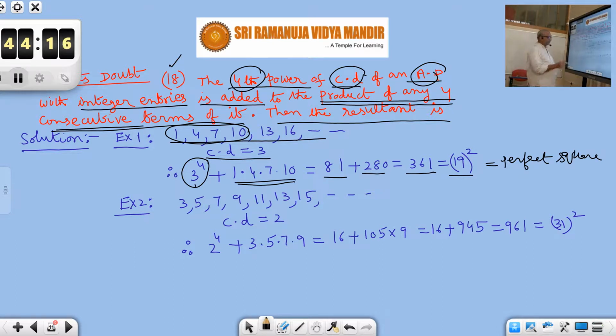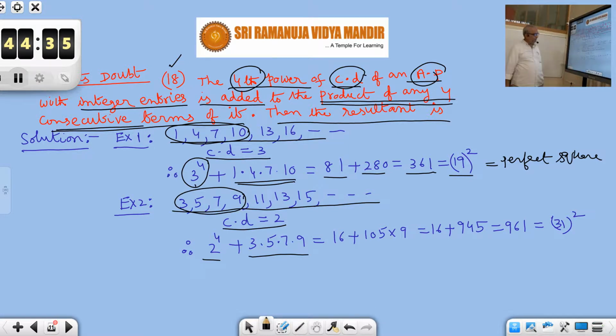Let us consider one more example. 3, 5, 7, 9, 11, 13, 15. Here the common difference is clearly 2. Fourth power of the common difference means 2 power 4 plus product of any 4 consecutive terms. Let us take 3, 5, 7, 9, the consecutive terms of the AP, their product. 2 power 4 is 16 and 5 into 3, 15 into 7, 105, 105 into 9. So 16 plus 945, you get 961, which is equal to 31 square, again a perfect square.